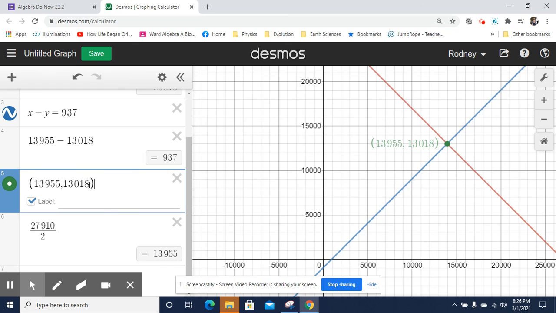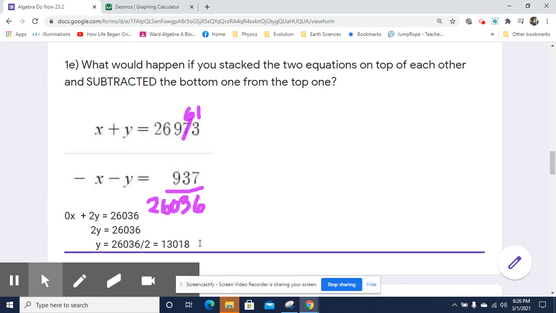Let's take a look here. Isn't that the y value? And look at that. Y equals 13,018. So I have just subtracted the equations, and because these two variables had the same coefficient of 1, they disappeared. They were eliminated, and it left me with a 2y, and I could actually work out what y was because I only had one variable to deal with.